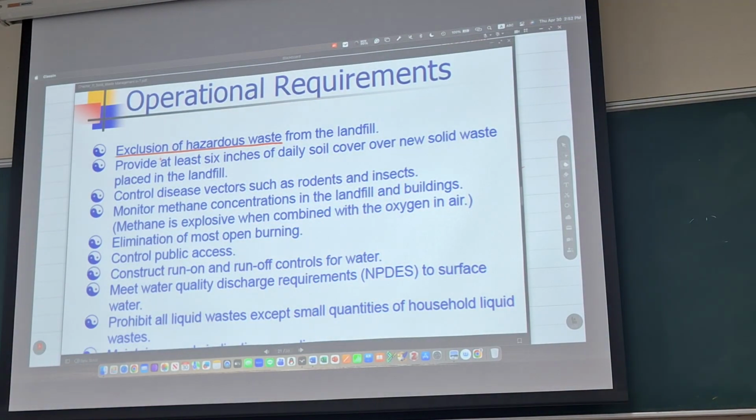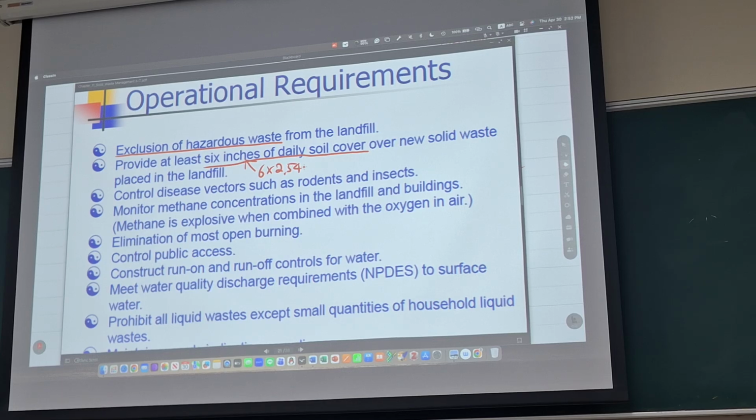Okay, and you need to provide at least 6 inches of daily soil cover. Okay, so 1 inch equals 2.54 centimeters, right? So 6 times that is around 15 centimeters, more than 15 centimeters, for the daily soil cover.